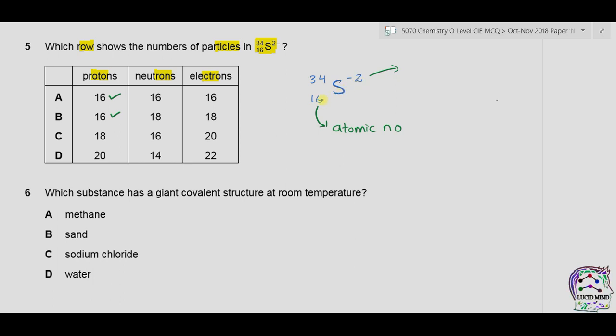So as in neutral sulfur 16 protons were present, so 16 electrons were also present. Now 2 electrons are gained to make it -2. So total number of electrons is now 18.